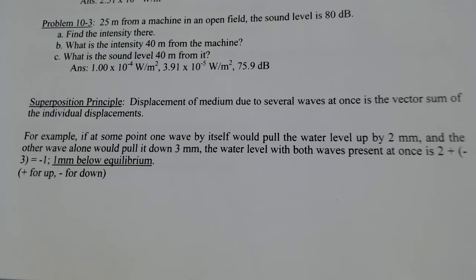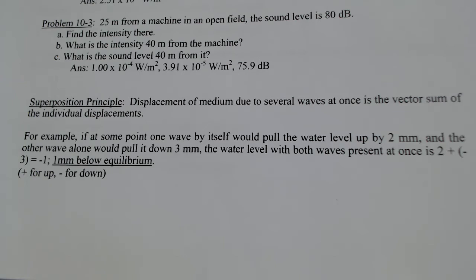In a three-dimensional situation, you'd have to get into a full-blown vector treatment with components and all of that sort of thing. But if you're just talking about waves on the surface of some water where there's only two possible directions, the water can either be pulled up or pulled down. You just call up positive and down negative. And what the superposition principle says to do is you just add them together.